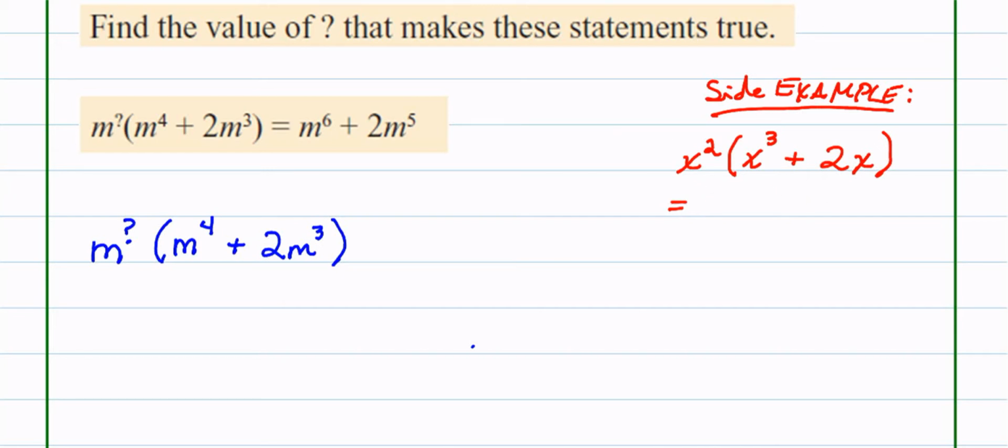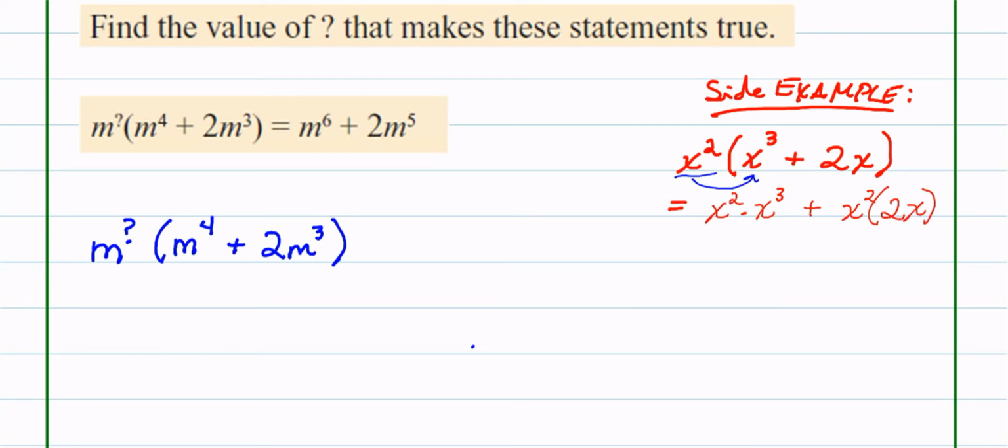What are you doing when you distribute this x squared to the x cubed? What happens to the exponents? What's going on is this. Let me write out these multiplications so you can think about what rule to use. You're going to have x squared times x cubed plus x squared times 2x. Okay, let's look at the first term here.